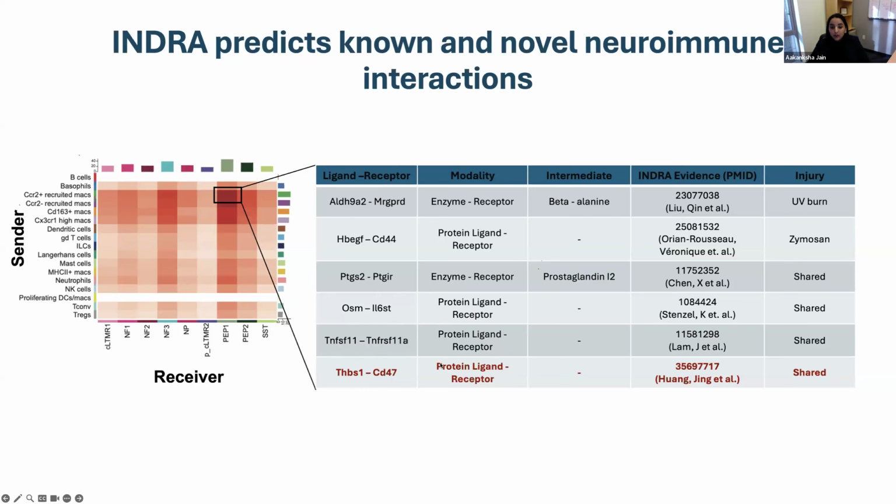THBS1 encodes for a protein ligand, thrombospondin 1, also called TSP1. And CD47 is the known receptor for this. And these are some of the PubMed IDs that give evidence for this interaction.